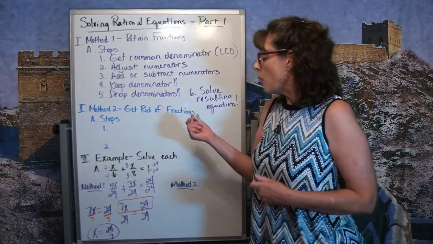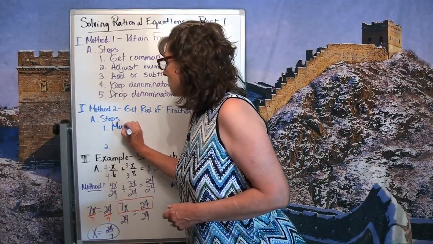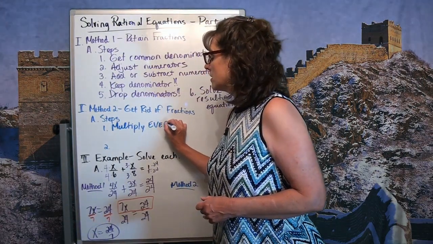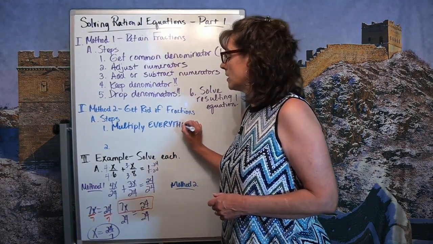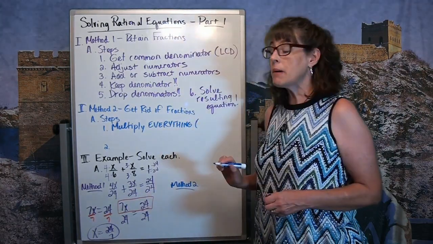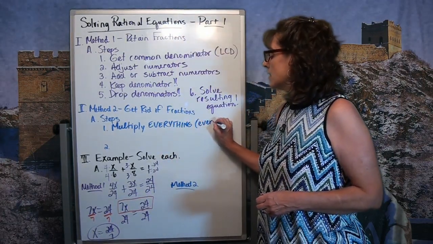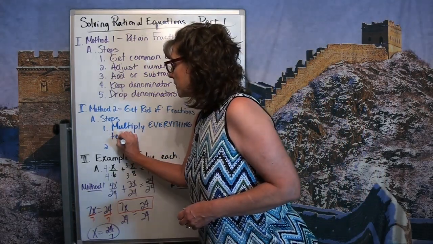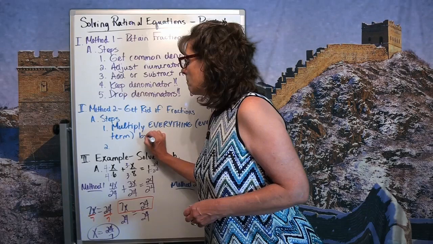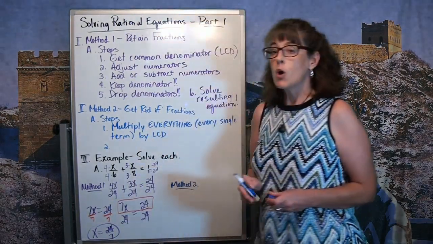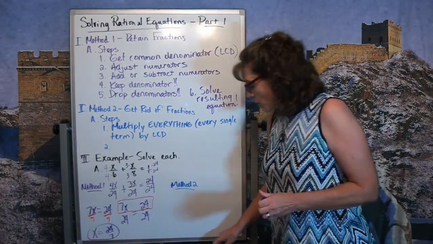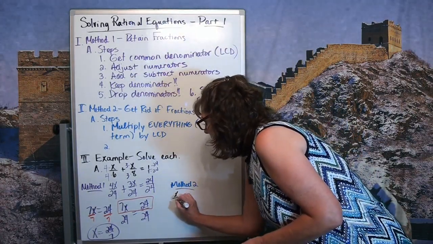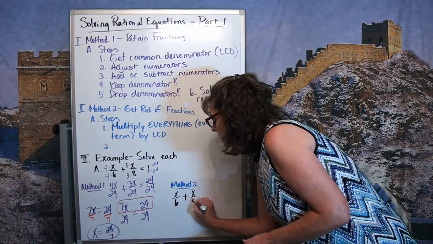So I'm still going to utilize this 24 that I've got right here, but I'm going to handle it in a different way. What I'm going to do instead is I'm going to multiply everything, and I'm putting this in all caps because it's critically important, everything. And what I mean by everything is every single term. Multiply every single term by that LCD. Watch what happens. So let's go back to our x over 6 plus our x over 8 equal to 1.